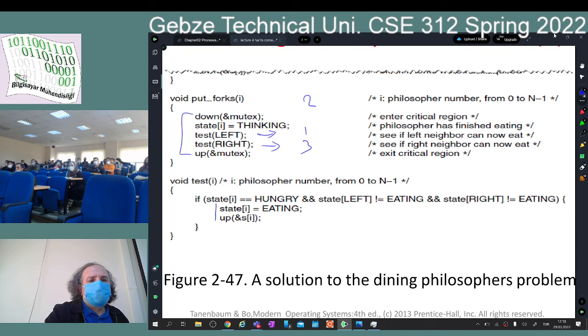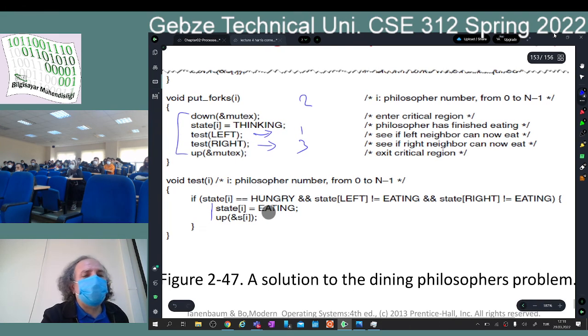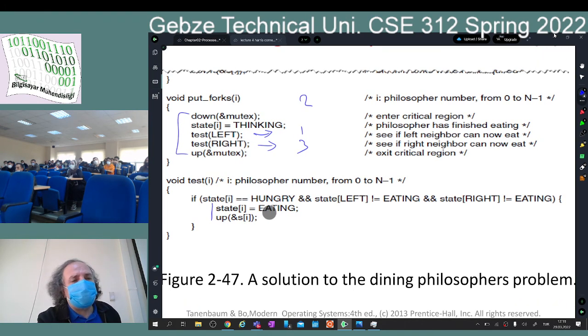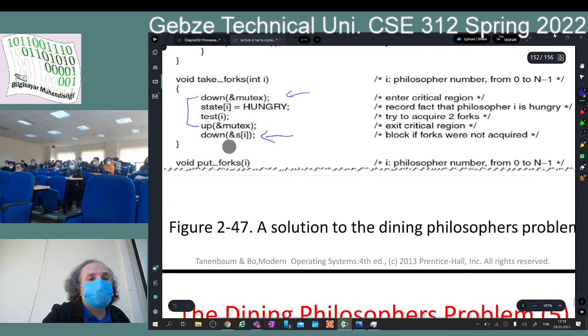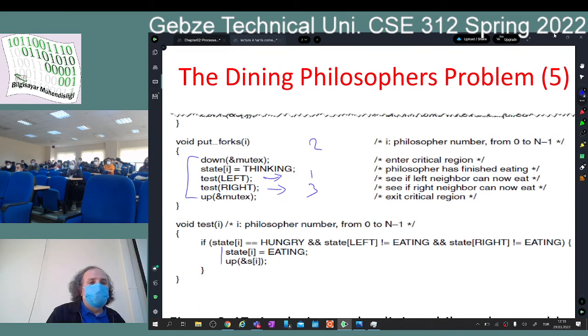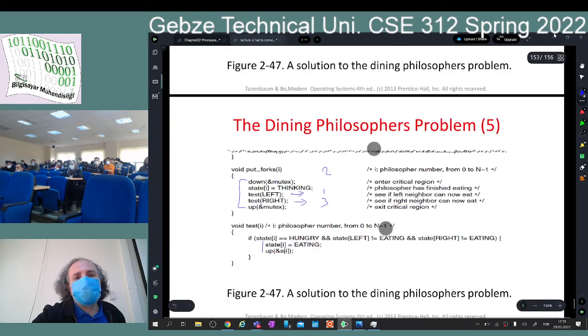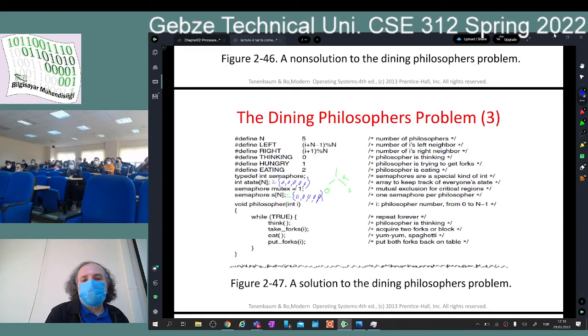I know that either left or right will not be eating anymore. If both of them are not eating, I am going to set myself to eating. I can start eating, and I am upping my semaphore so that if I am blocked here, I will be unblocked and I will continue. And up mutex and it works. So somebody found this smart solution to the dining philosophers problem, and the book preferred to put this at the end of this chapter.